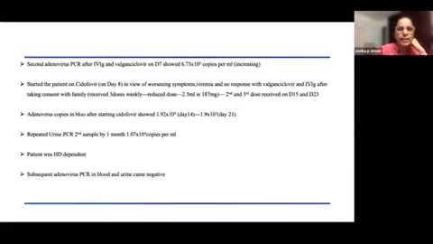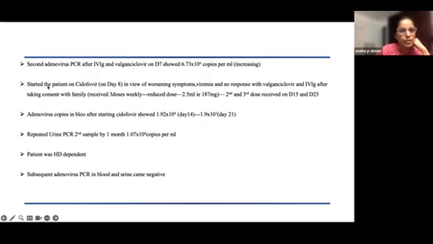So after giving IVIG and the valganciclovir, after completing day 5, day 6, day 7, we sent the second sample of adenovirus PCR, which showed 6.73 × 10^6 copies per ml. That is, it is increased. So the patient did not respond to IVIG and valganciclovir.